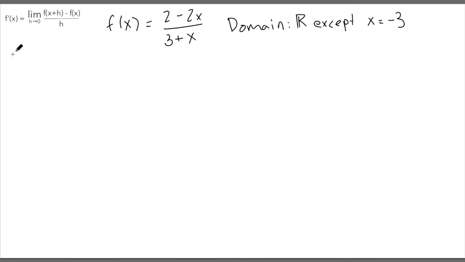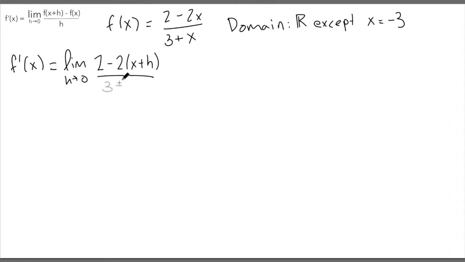I'm going to set up my difference quotient, so f prime of x, this is using the derivative as a function, equals the limit as h approaches 0 of f of x plus h. So 2 minus 2 times x plus h over 3 plus x plus h, this is what I'm adding, minus 2 minus 2x over 3 plus x, and this whole quantity is over h.